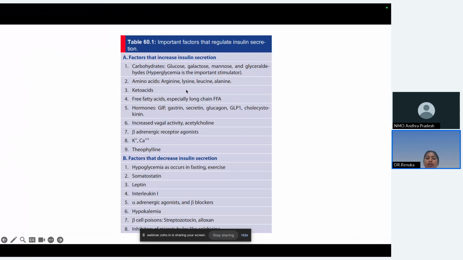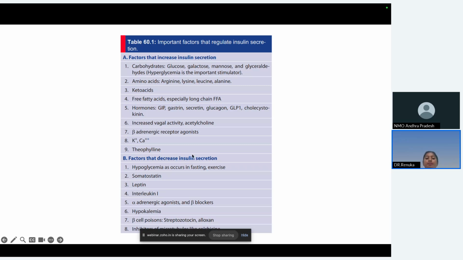What are the factors that regulate insulin? Carbohydrates, glucose, galactose, mannose, glyceraldehyde, all the amino acids like arginine, lysine, leucine, alanine, keto acids, fatty acids. Hormones like GIP, gastrin, secretin, glucagon, GLP, cholecystokinin, increased vagal activity, acetylcholine, potassium, calcium, theophylline, all these things increase insulin secretion. Increased vagal activity is parasympathetic stimulation. Whenever we are meditating or very calm, what happens? Insulin is produced.